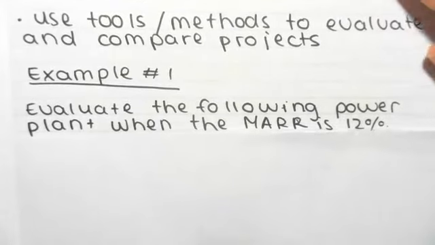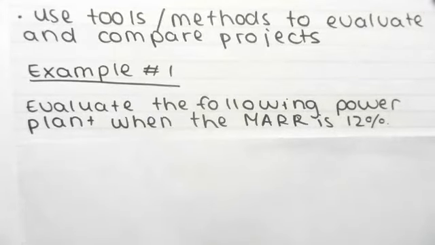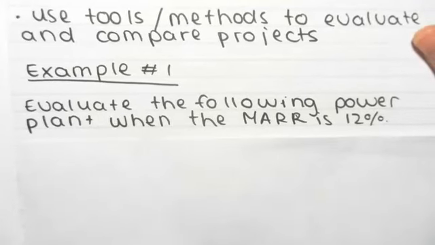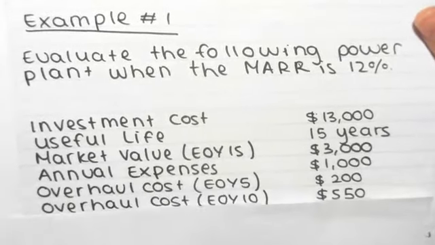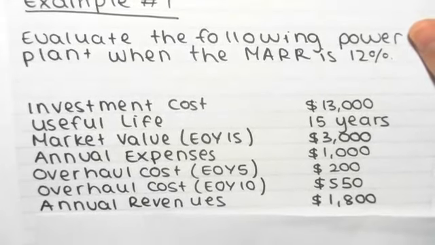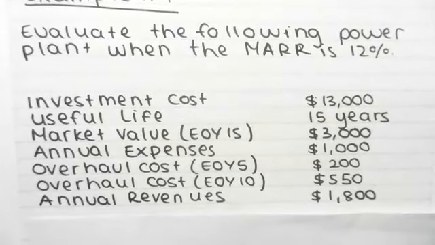So our first example is we want to evaluate the following power plant when the MARR, or the minimal acceptable rate of return, or the company cost of capital, is 12%. So we have the following pieces of information here. We've got an investment cost, a useful life, a market value at the end of the 15 years, annual expenses and annual revenues, and overhaul costs at the end of year 5 and the end of year 10.